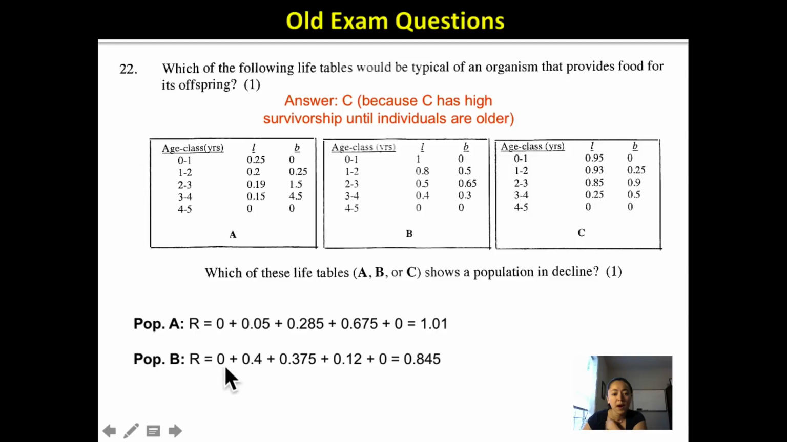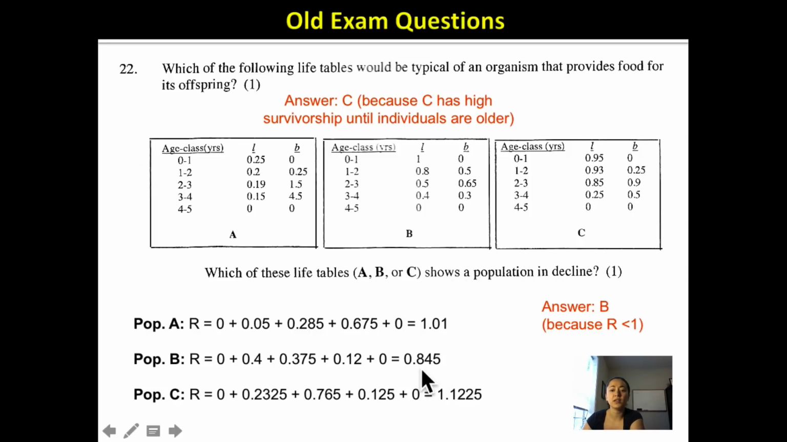Do the same thing for population B. Then I add up the LB column and I get 0.845. And population C, I get 1.1225. And it says which of these populations is declining? Well, that would be population B, because R is less than 1. All right, so that's all you got to do to solve those problems.